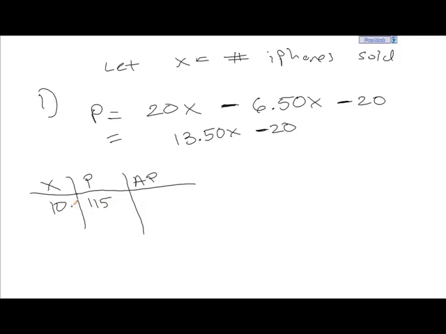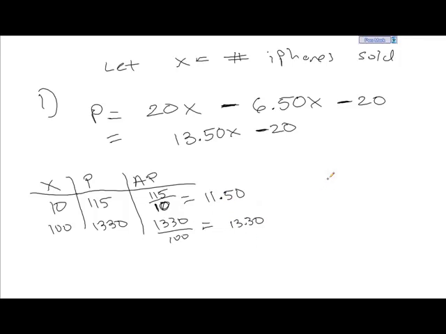But my average profit, now this is my total, my average profit is going to be 115 divided by 10, because that's the total I earned, but per phone sold, I only earned 11.50. But what if I sold 100 phones? Well, that's going to be 1350 times 100, which is going to be 1350. 1350 minus 20 is 1330. And now I'm going to find the average. It's going to be my total divided by the number sold, and that's going to be in this case $13.30. So my average profit goes up a little bit.